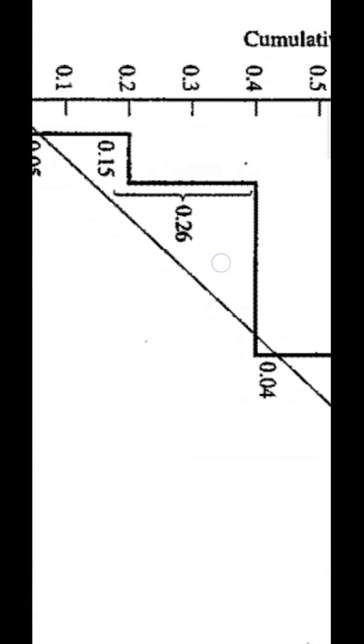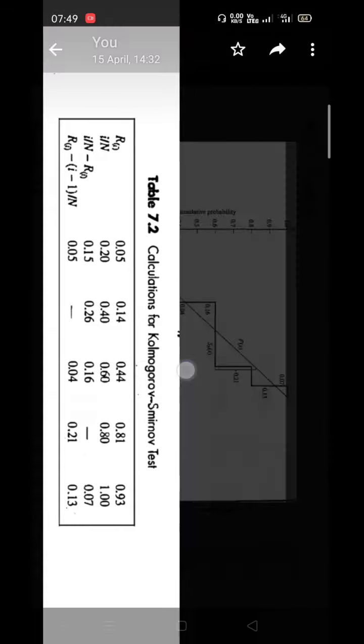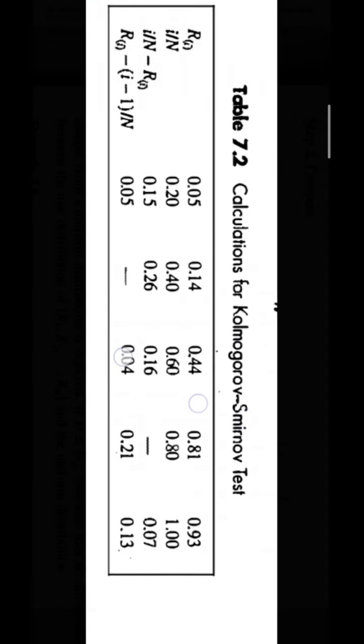Then the second random number generated is 0.14. What is the probability? The probability is 0.40, right? 0.14 is somewhere over here, and 0.40. Watch the pointer. Next random number to be plotted on the x-axis is 0.44. Probability is 0.6. This is the x parameter, this will be the y parameter. In all the cases it is the same.